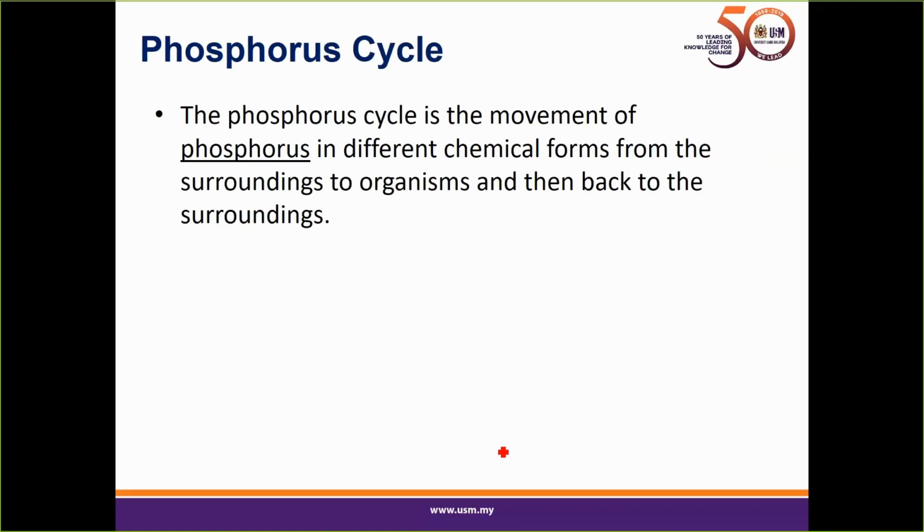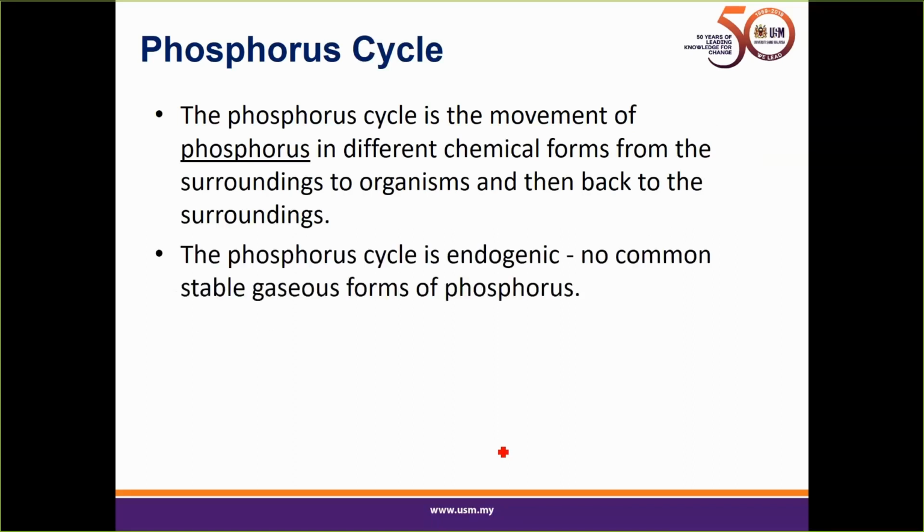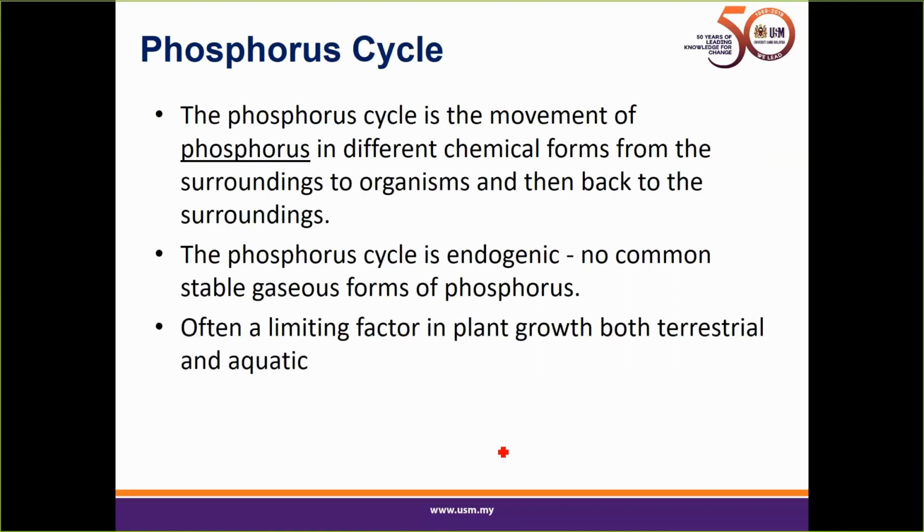The phosphorus cycle is the movement of phosphorus in different chemical forms from the surroundings to organisms and then back to the surroundings. This phosphorus cycle is usually very slow compared to other elemental cycles. The phosphorus cycle is endogenic. That means that no common stable gaseous form of phosphorus is available, and often it is a limiting factor in plant growth both in terrestrial and aquatic environments.